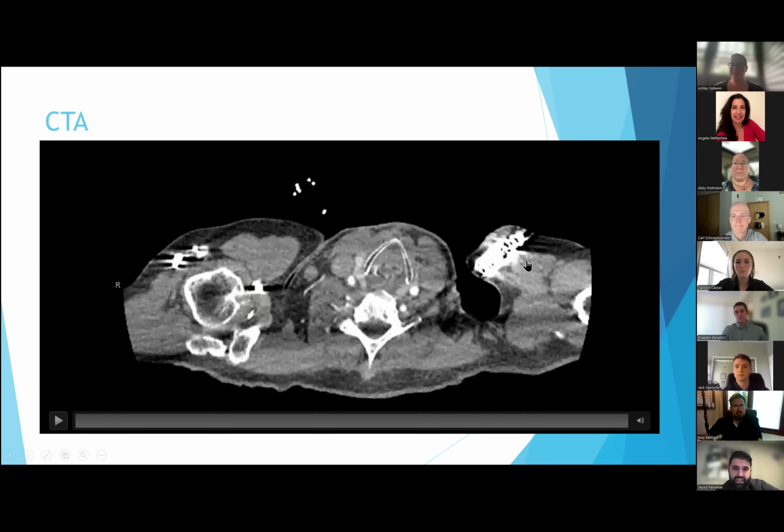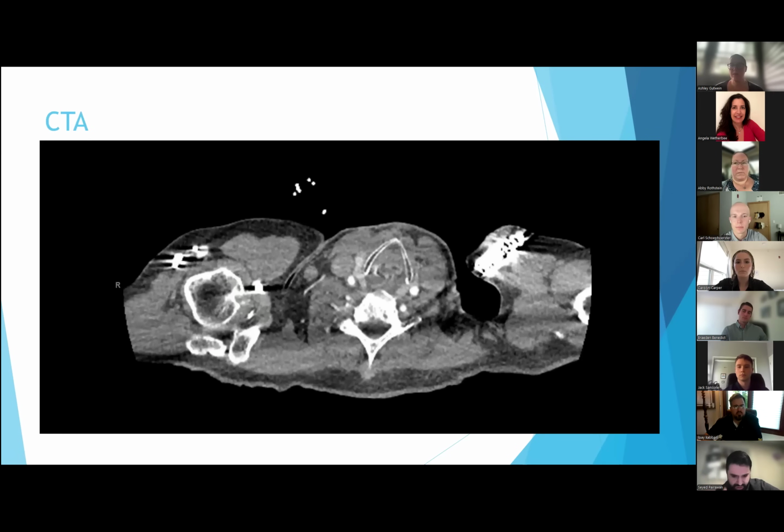Classic teaching is that when you have the 2 types of dissection, type A dissection is a true surgical emergency because it can cause problems with your heart valves. You can dissect into your coronary arteries, which feed your heart, and it can also end up rupturing. These are typically managed with open surgery, while type B dissections are managed medically with antihypertensive medications.